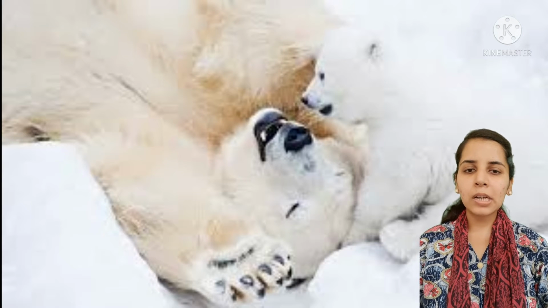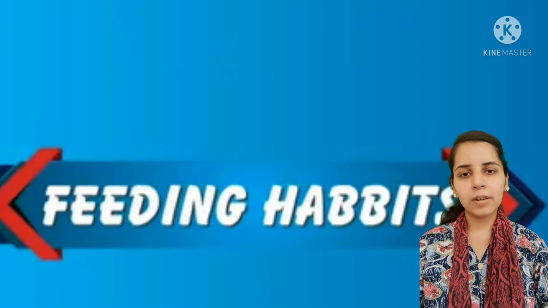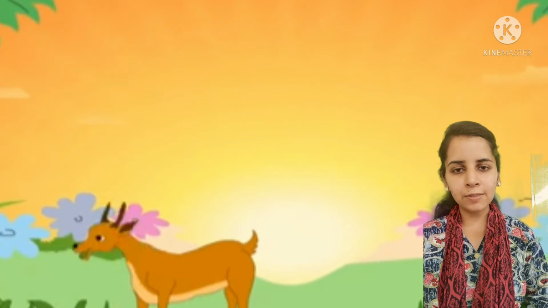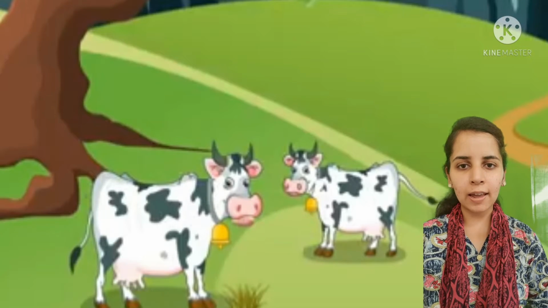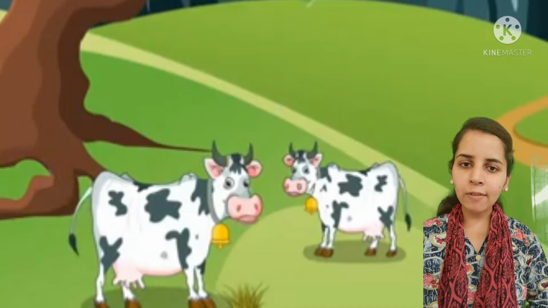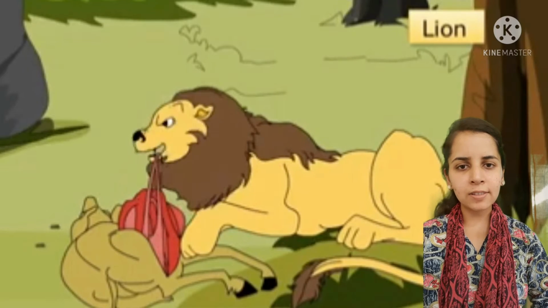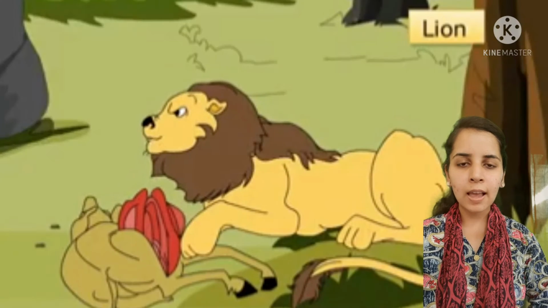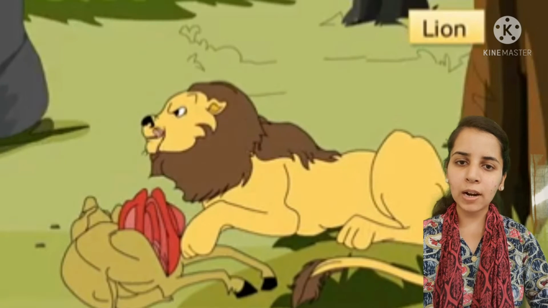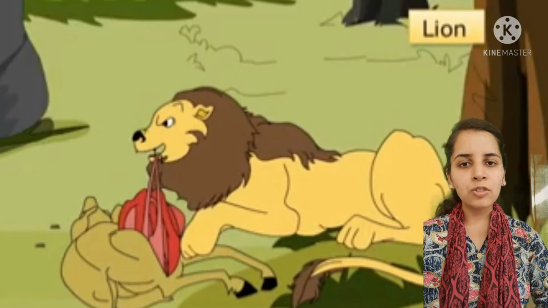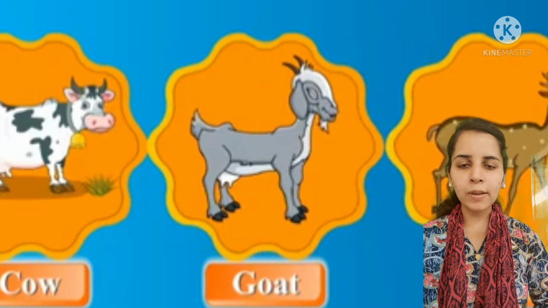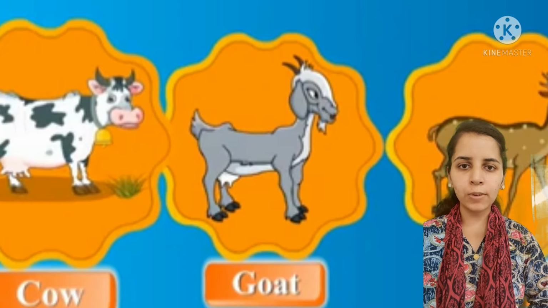So let's do adaptations in feeding habits. So students, we eat food to get energy. Similarly, animals eat food to get energy and stay healthy. And different animals have different feeding habits. Like some animals eat plants, some eat flesh of other animals, and some animals eat both plants as well as animals. So based on these, we have divided animals into three types: herbivores, carnivores and omnivores.